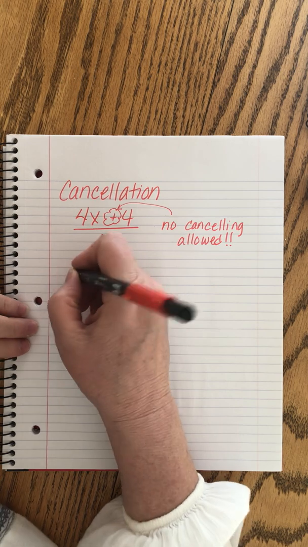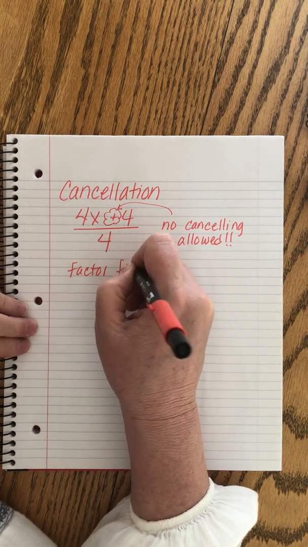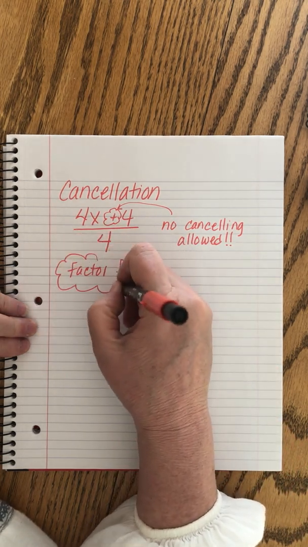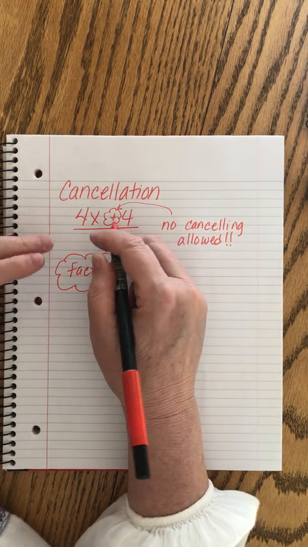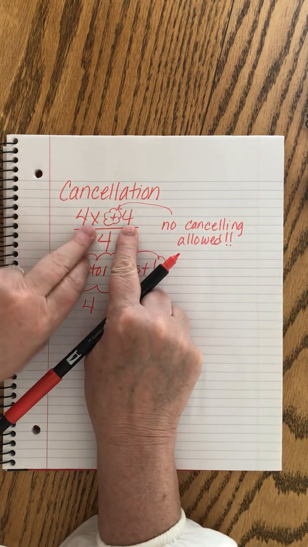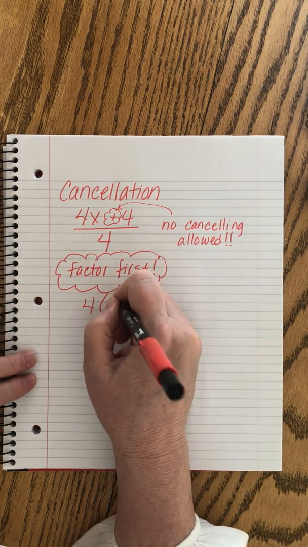However, we can factor first, and that creates lovely options for us. So in this problem, what we would do is we would pull out the 4. We would look at this and go, oh, look, greatest common factor of 4. Pull it out. We get x.